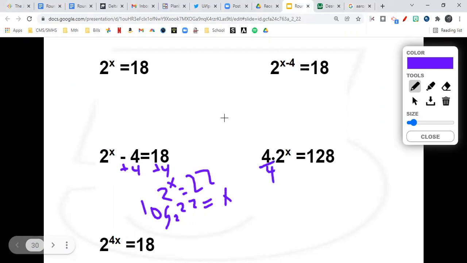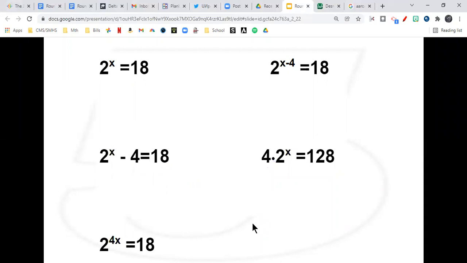We would divide by 4, 2 to the x equals 128 divided by 4 is 32. So 2 to the x equals 32, and then log base 2 of 32. So remember, we saw a couple. Sometimes we've got x up here and we move the whole x minus 4. I guess there should be parentheses around that, but since they're both small, I think that's pretty self-explanatory.